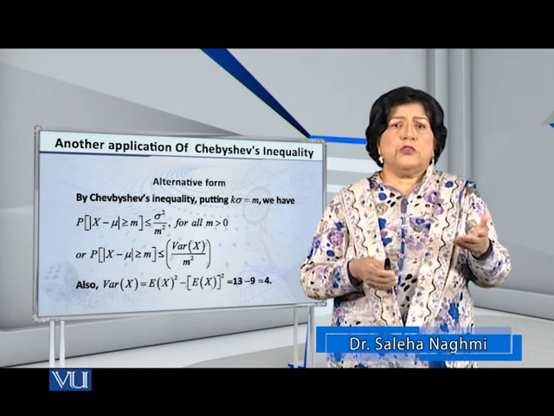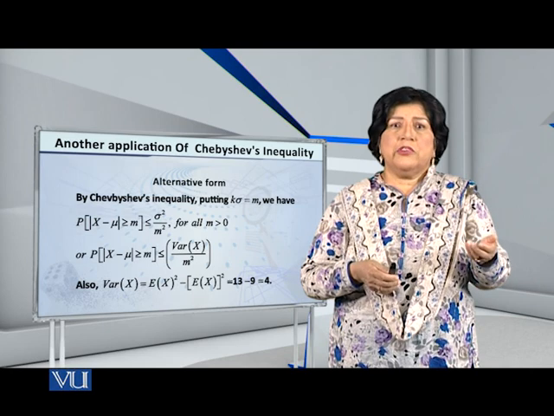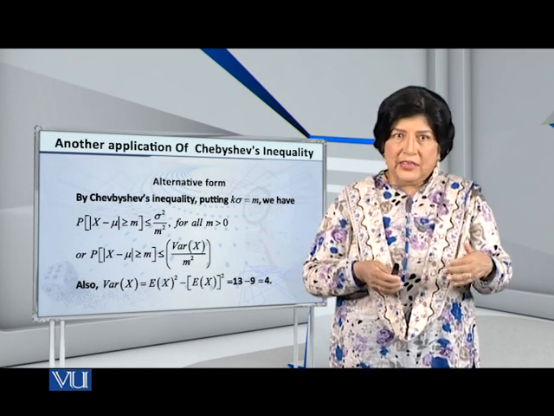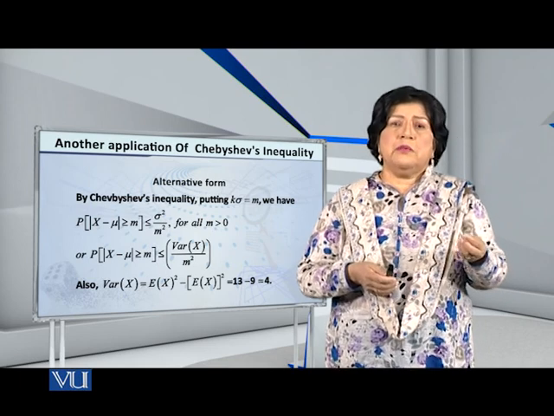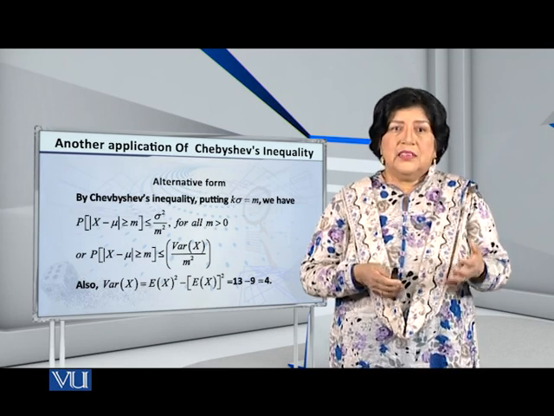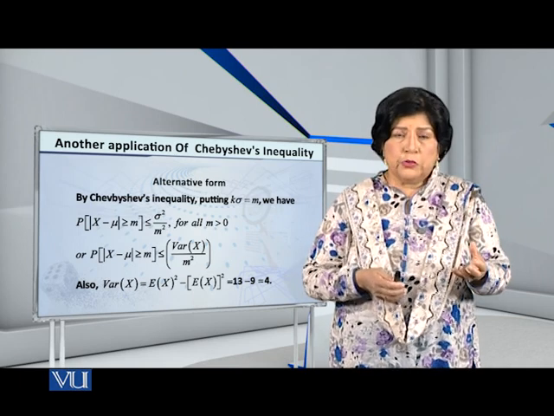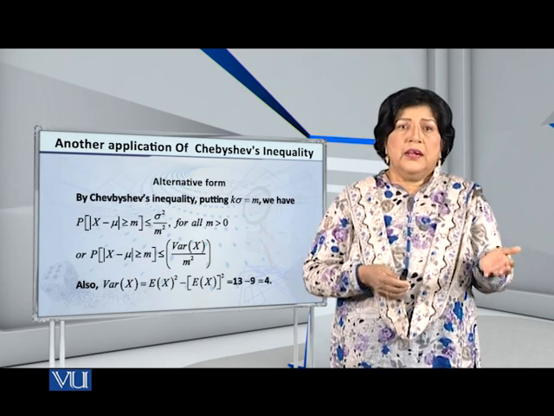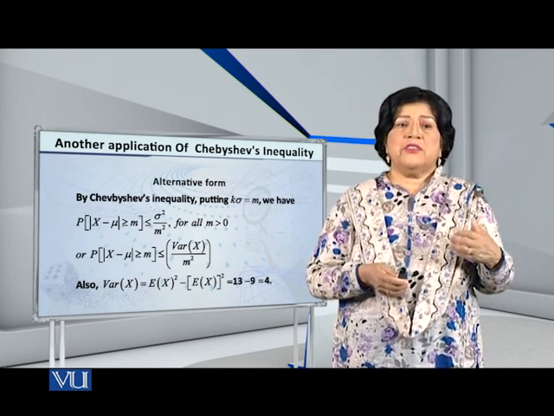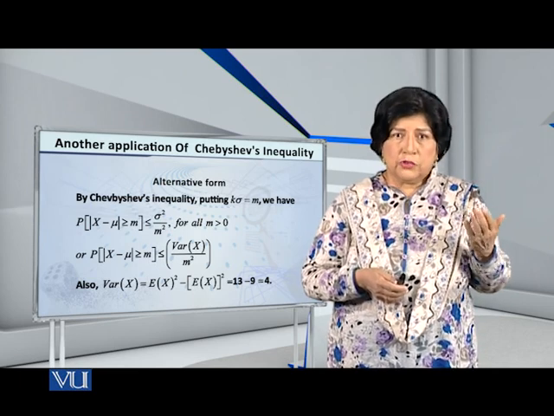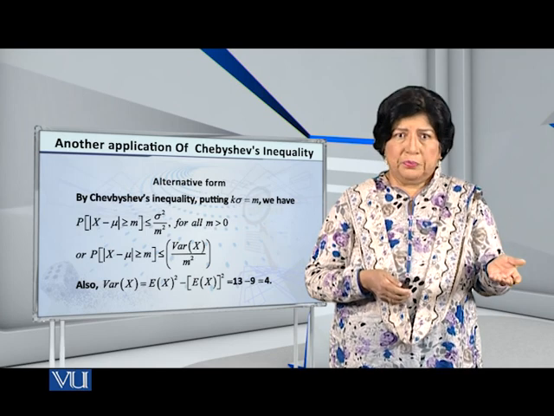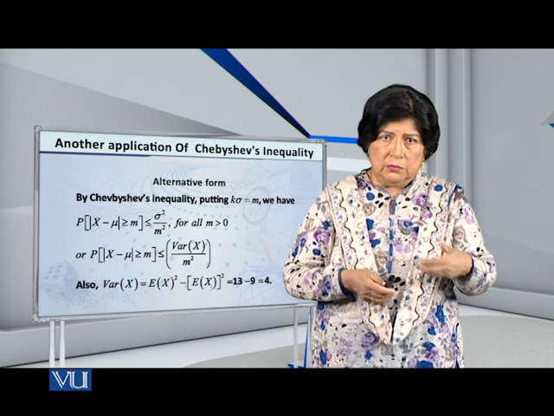Or wo, it is not at all difficult to achieve that form. You simply put k sigma equal to m and you get this new form. So let me read it for you. If we put k sigma in that earlier version equal to m, then the inequality becomes the probability of the absolute value of x minus mu being greater than or equal to m. This probability is less than or equal to sigma square over m square for all values of m that are greater than zero. Achha, ye jo abhi maine kaha, isko hum ek aur dafa bhi keh lete hain.